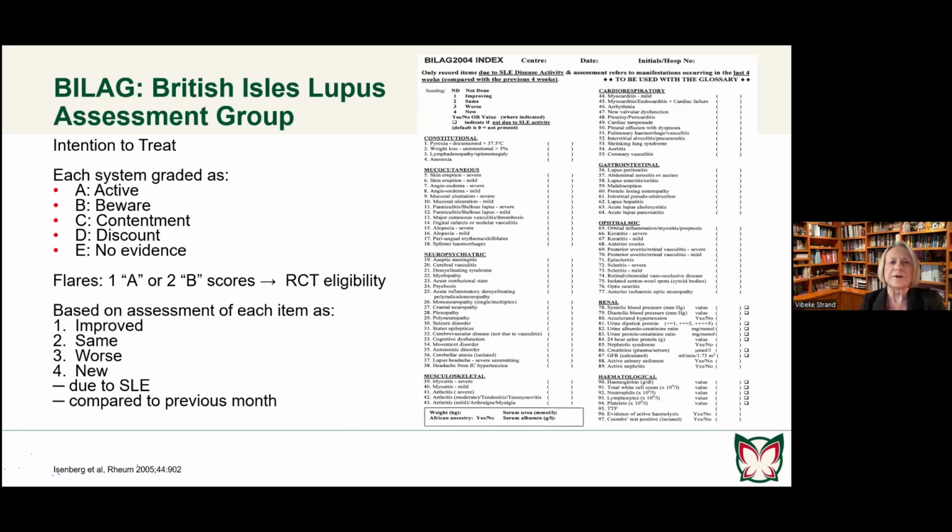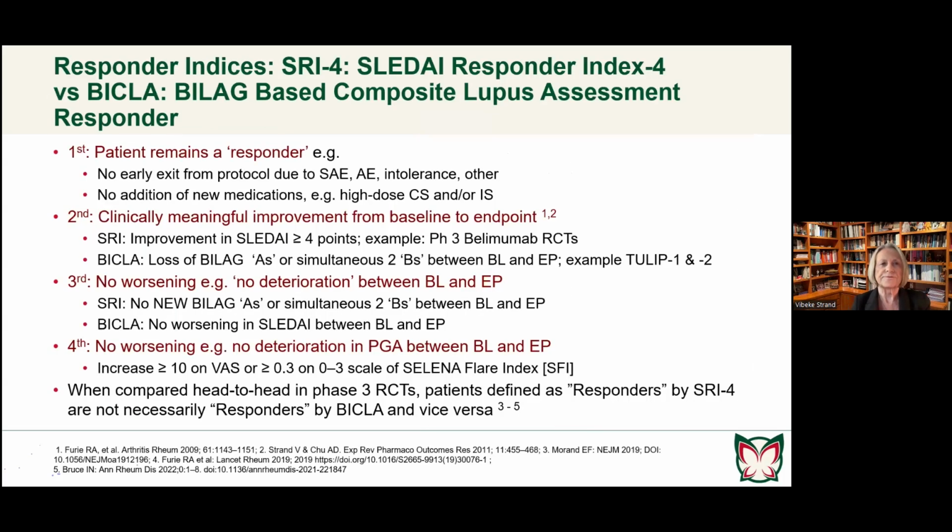The BILAG is more complicated and is scored as an intention to treat, with each system graded from A to E. Flares, as I said before, are 1A or 2B scores, and oftentimes that's what's used for eligibility. And essentially, you're looking at improved, same, worse, or new manifestations. And then our responder indices. There's either the SRI-4 or the BICLA, yet they are very similar.